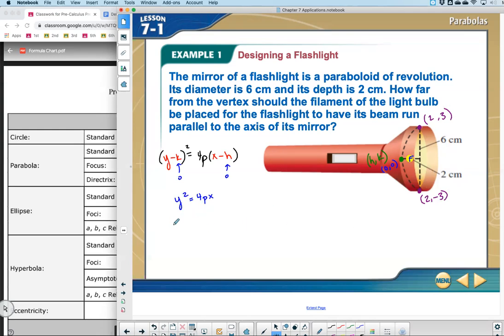Now, why is it the same? It's just because the y squared, it's 3 or negative 3, whichever one you want to use. When you square it, it doesn't matter. We're going to get the same number. We're going to get a 9. Whether you chose positive 3 or negative 3, when you square it, we're still going to get the same value, 9. So 3 squared is going to equal 4 times p times my x, which is 2.